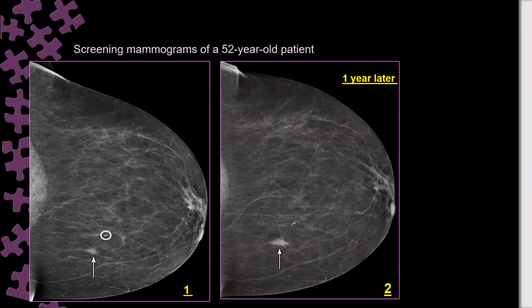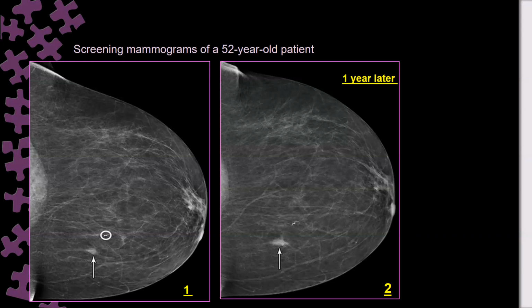Okay, no problem. But you have to tell from the beginning you have two images. The difference between the two images is 1 year. You can tell like that: there are two craniocaudal views of the left breast with a difference between the two images of 1 year. Then you can continue. Okay.